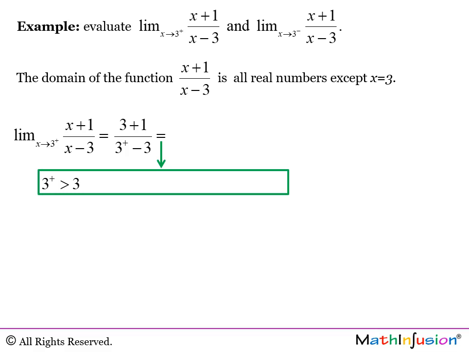We have to do the following mental work. 3 plus is a little bit more than 3. It implies that 3 plus minus 3 is greater than 0. It means that it is 0 plus, because we know that it's very tiny. We know that this is 0. The question is, is this 0 plus or 0 minus? In this case, we get 0 plus. And we get 4 over a very, very tiny positive number, so it is infinity.